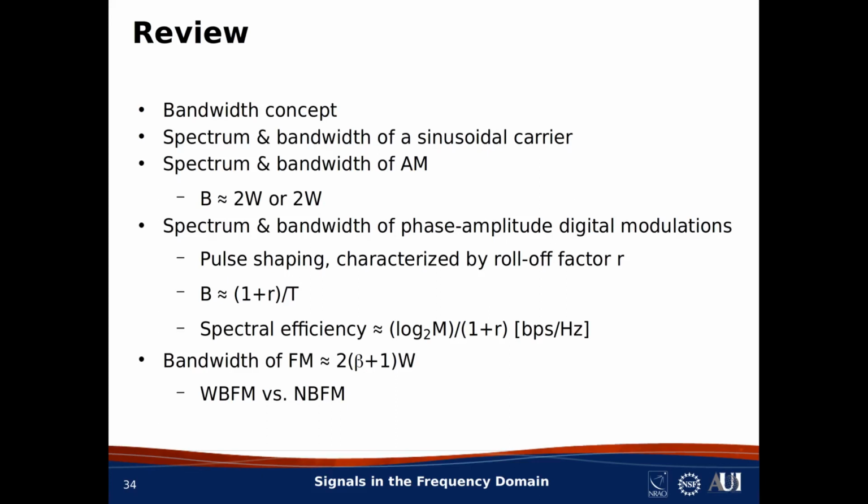Then we talked about phase amplitude digital modulations, and we found that all such modulations can be described using essentially the same equations for bandwidth and spectral efficiency. We also talked about pulse shaping, which can be used to improve spectral efficiency, and the fact that bandwidth is inevitably proportional to data rate. Finally, we talked about the bandwidth of FM signals, which can be estimated using Carson's rule. And we identified the distinction between wideband FM and narrowband FM.